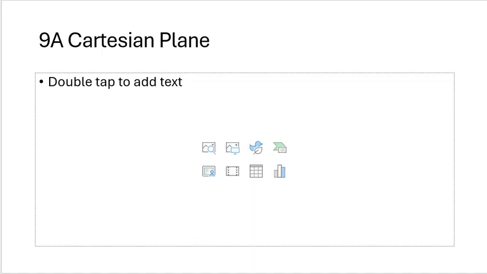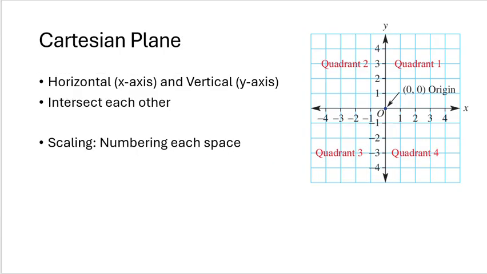So the first chapter that we learned in chapter 9 here was the Cartesian plane. So just make sure that you have this all memorized. When you draw a Cartesian plane, there's two lines that you draw. You have the horizontal and you have the vertical line, and they intersect each other at some point. If you have a look at my diagram, it's just these lines that I'm highlighting right here. So you have two different axes, the X and the Y. Just remember, X is horizontal, Y is vertical.